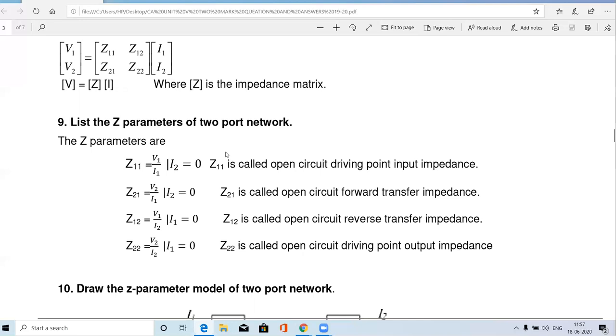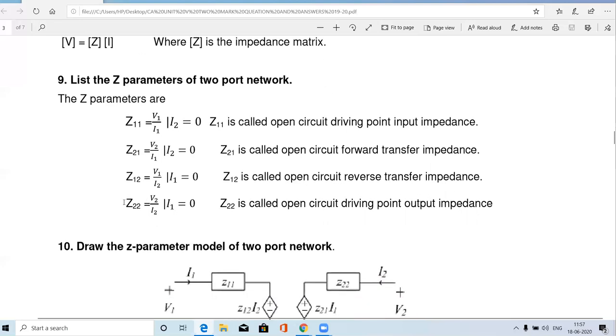Similarly, Z21 can be written as V2 divided by I1. So Z21 equals V2 by I1 when I2 equals 0. This is called the open circuit forward transfer impedance. Then Z12 is V1 by I2 when we make I1 equal to 0. This is the open circuit reverse transfer impedance. Then Z22 is V2 by I2, the open circuit driving point output impedance. So these are all the 4 Z parameters.